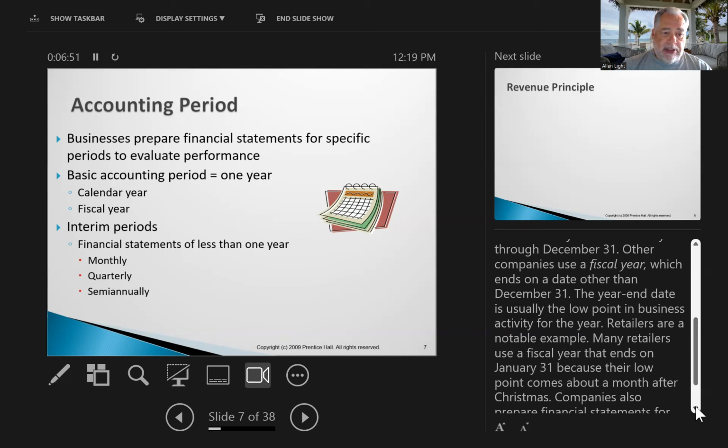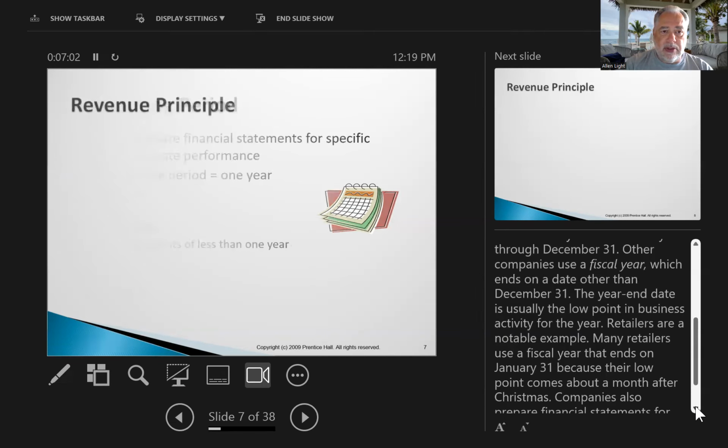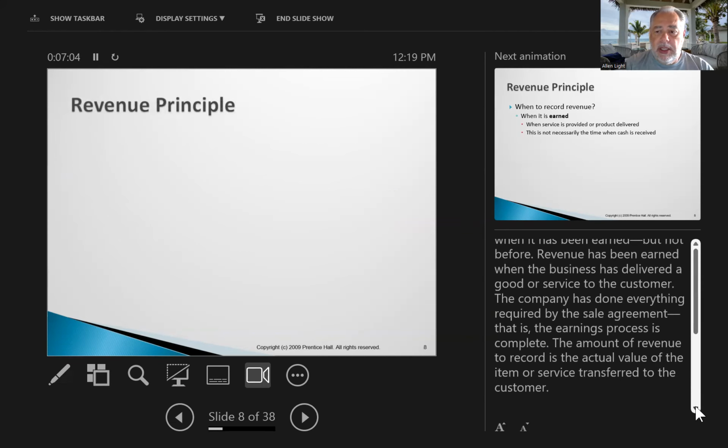So financial statements, we're going to do those at least on a monthly basis for a medium to mid-sized company so that we know where we stand as far as the business is concerned. Now, this is called the revenue principle.